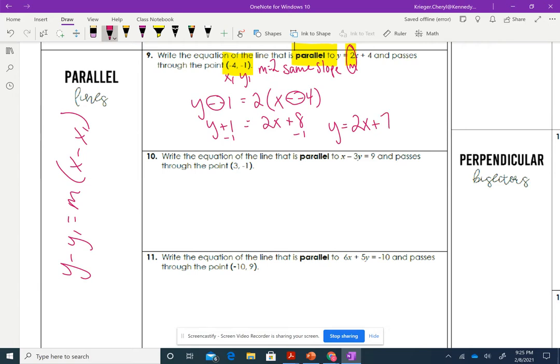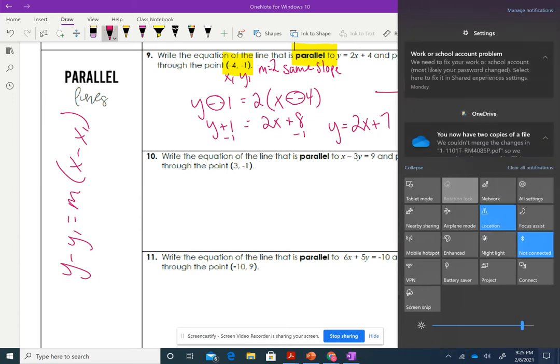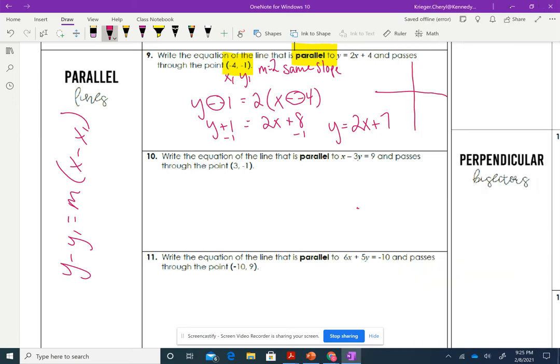So is that parallel to the line given? Y equals 2x plus 4. Y equals 2x plus 7. Well, if you're graphing that, and this is just a rough sketch, 2x plus 4, right? Oops, I didn't mean to do that. Here's +4, up 2 over 1, will look something like this. And 2x plus 7, up 2 over 1, right, would look something like this. So yes, those are parallel lines.